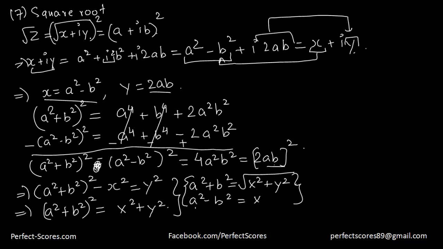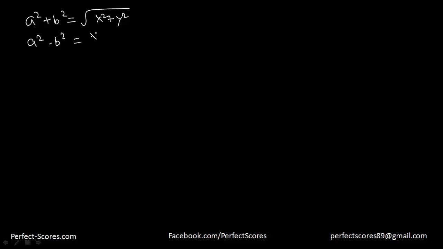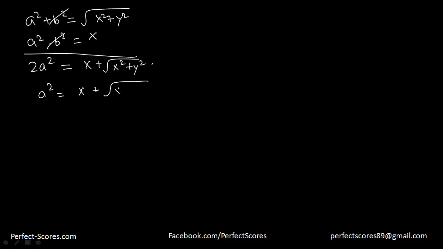I have a² + b² equal to √(x² + y²), and a² − b² equal to x, right? So if I add both these equations up, I get a² + a² equal to 2a², that is equal to x + √(x² + y²). And from here a² is going to be equal to (x + √(x² + y²)) divided by 2.